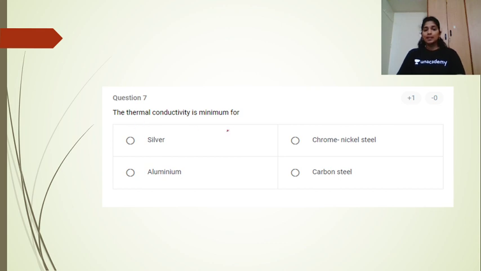Okay. Now, thermal conductivity is minimum for: we have silver as an option, we have chrome, nickel, steel, and we have aluminum and carbon steel.